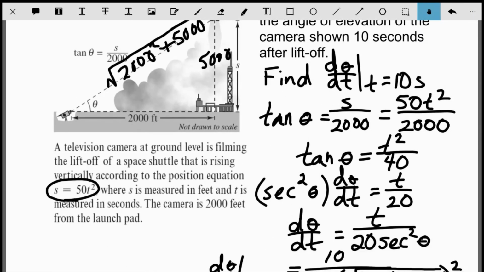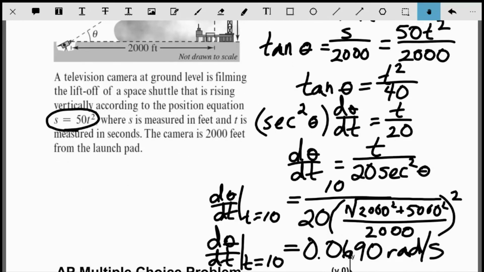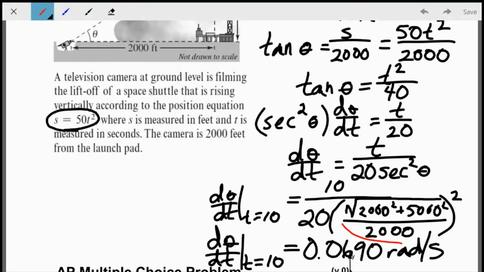So now secant is the same as 1 over cosine. So if I know the cosine of the angle, I can just take the reciprocal of that. And that's what I did right here. I just took the reciprocal of the cosine, and then from there, you just plug it into the calculator.